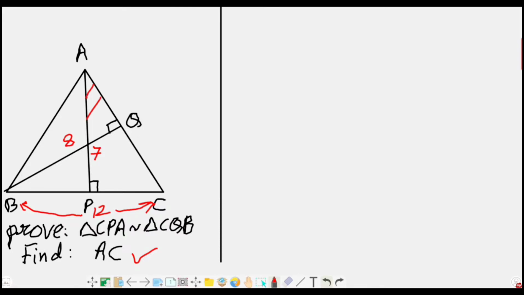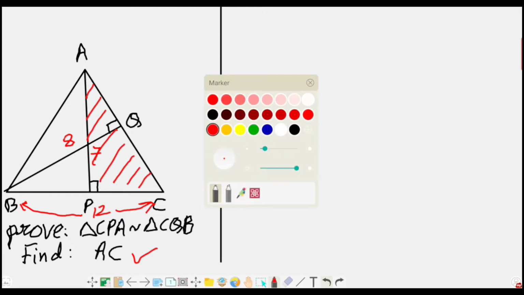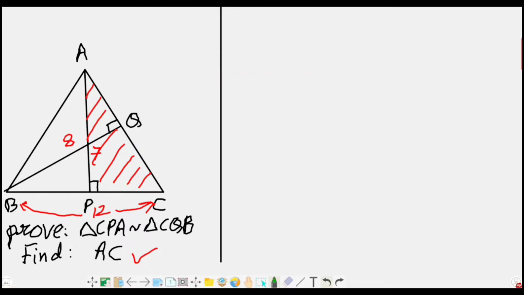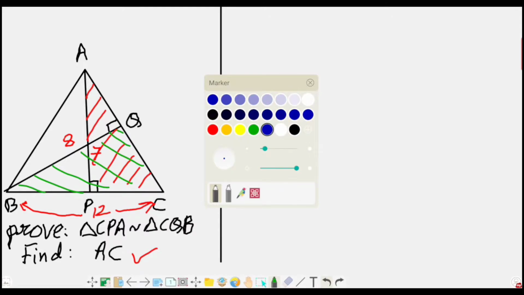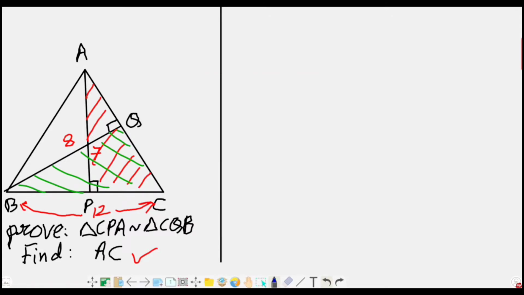This is the CPA triangle, which I am shading with the red color. The other triangle is CQB, this one. When you observe both the triangles, in both of them one of the angles is a right angle. In the red triangle, this one is a 90-degree angle. In the one I have shaded with green color, this angle is 90 degrees. In both the triangles, angle C is the common angle. So we can prove that both the triangles are similar by the AA test. So let's prove.